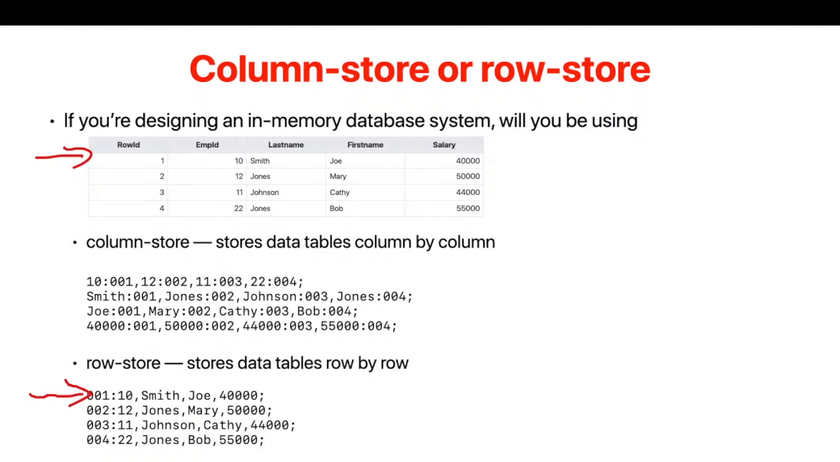But actually, most of the database will store them in a column store order in a way that we store things like this, we store like 10, 12, 11, 24, Smith, Jones, Johnson, Jones, right? Like this. This is what we actually do in database. So in database system, it takes the design in a way that, yeah, we know our workload is more on column accesses, column operation.